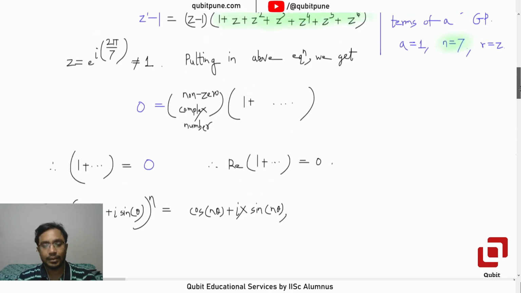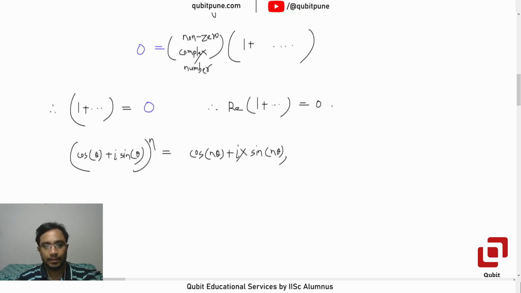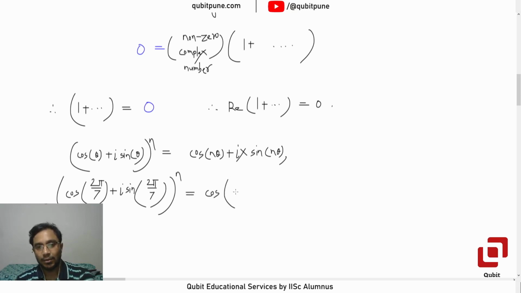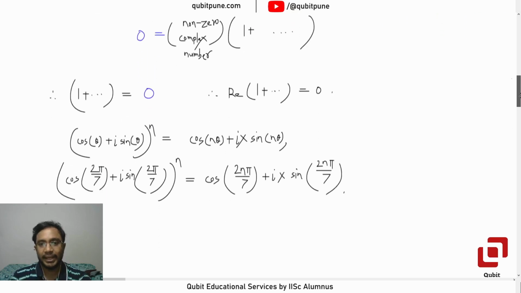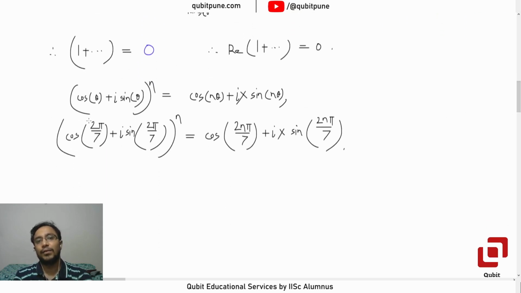Because look, if I go for e raised to i 2 pi by 7, then basically I'm having cos of 2 pi by 7 plus i into sine of 2 pi by 7, and this is raised to n. So I will basically get cos of 2n pi by 7 plus i into sine of 2n pi by 7. Now this is required because we have successfully managed to separate the real and the imaginary parts of (cos 2 pi by 7 + i sin 2 pi by 7) raised to n.